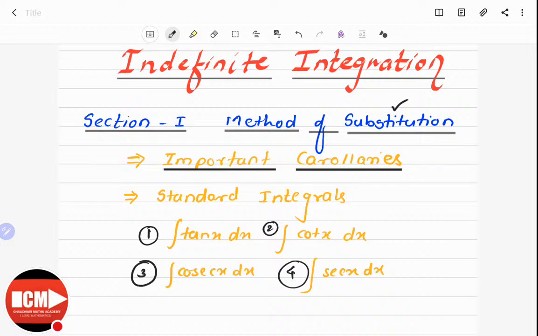integration of sec x. Okay, so friends, once again, I welcome every one of you to today's live session on indefinite integration, in which I am going to continue the last session on method of substitution. If you remember, in the method of substitution, two steps are important. First, what exactly you are substituting, and second, the derivative of that substitution. So step number one, substitution. Step number two, derivative of that substitution. And always remember one very important sentence: substitute a term whose derivative itself is present in the integration.